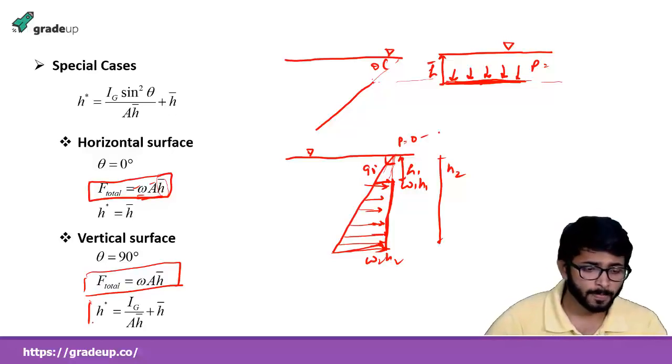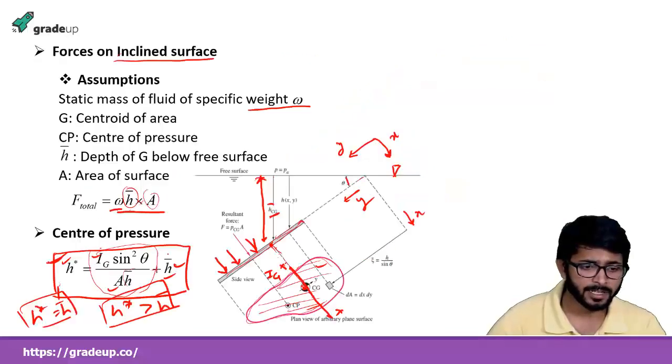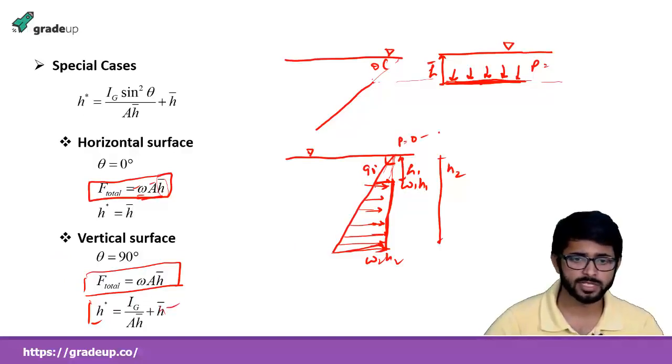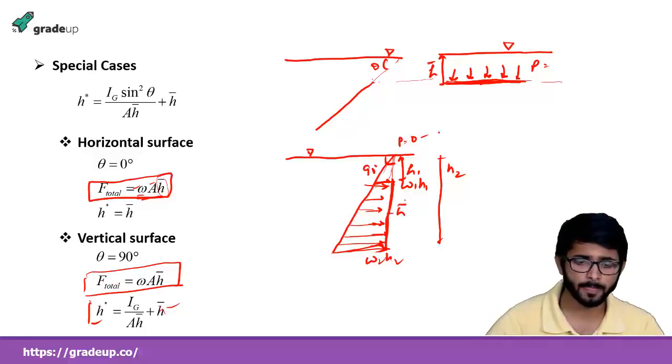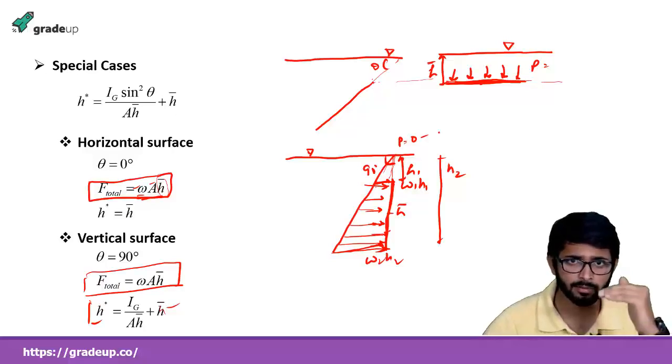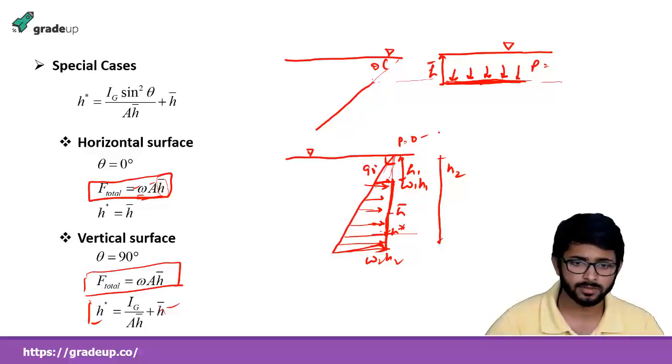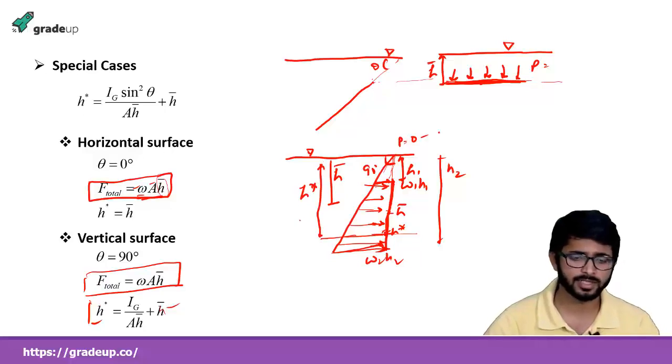So here, how do we find the center of pressure? Theta is 90 degrees, so sin theta will become 1. So the formula will become Ig upon A h bar plus h bar. This is how we can find the center of pressure. Considering this is the center h bar, the center of pressure will lie below the center of gravity. Say this point is h bar, and this point where the center of pressure is acting is h star.